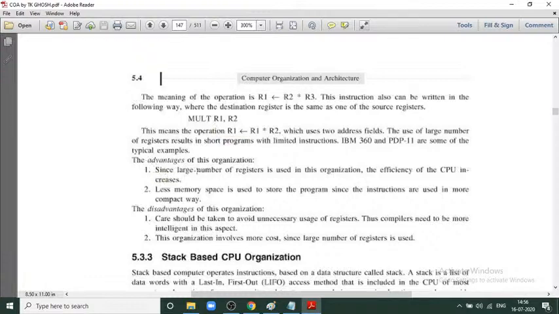What are the advantages? Since a large number of registers is used in this organization, the efficiency of the CPU increases. Next, less memory space is used to store the program, since instructions are used in a more compact way. Okay, disadvantages: care should be taken to avoid unnecessary use of registers. More registers mean more computational intelligence is required. More registers also mean more memory space and more cost are required. So this organization involves more cost because of the large number of registers. These are the disadvantages of general purpose register based CPU organization.